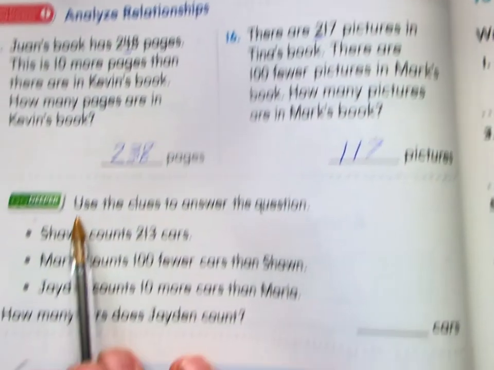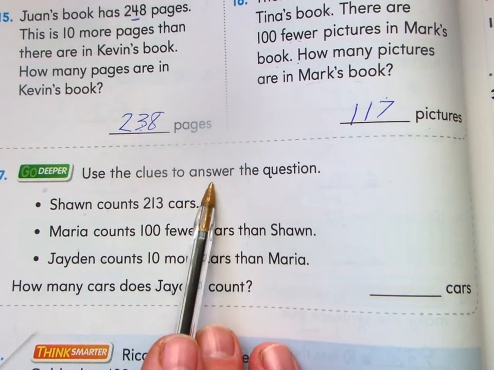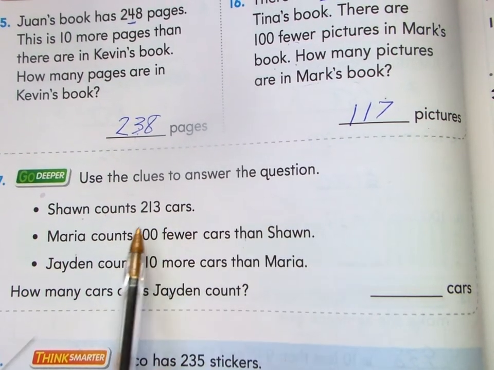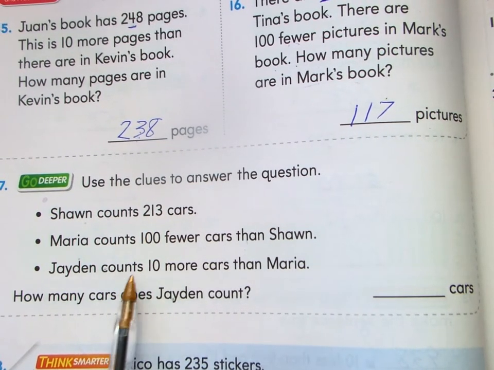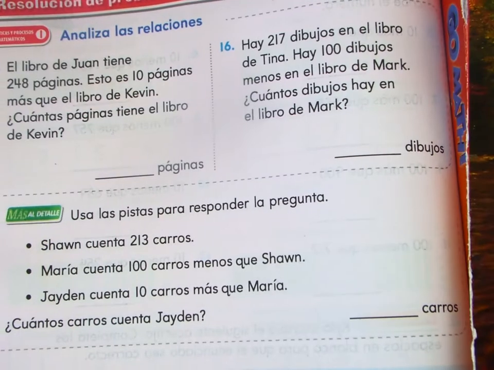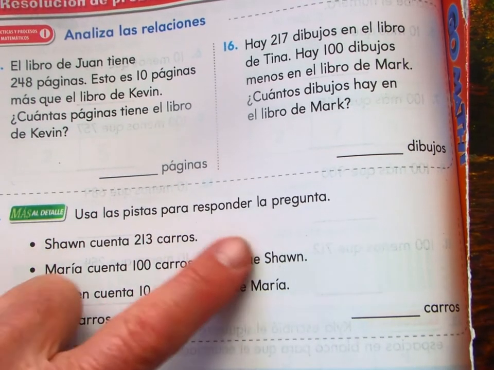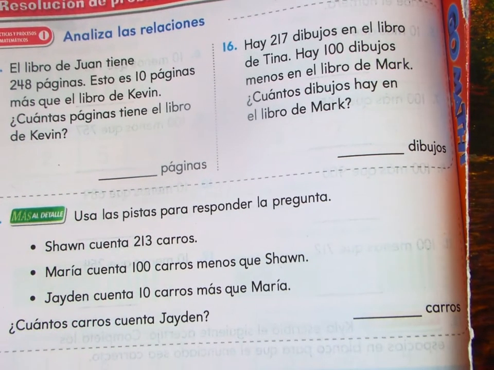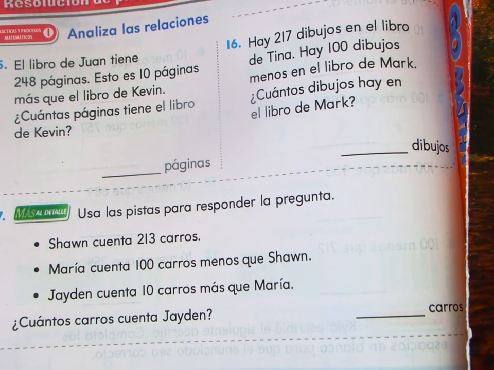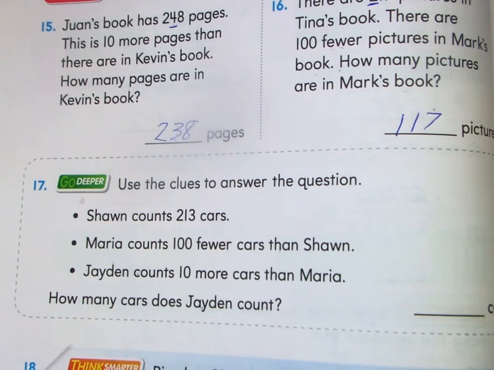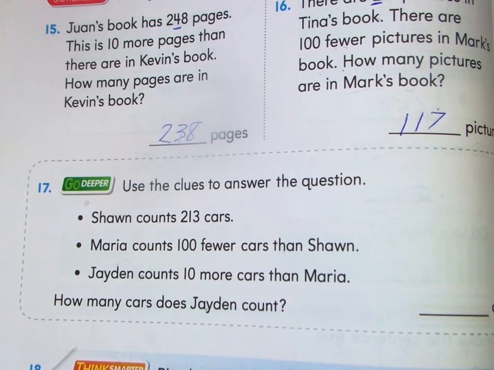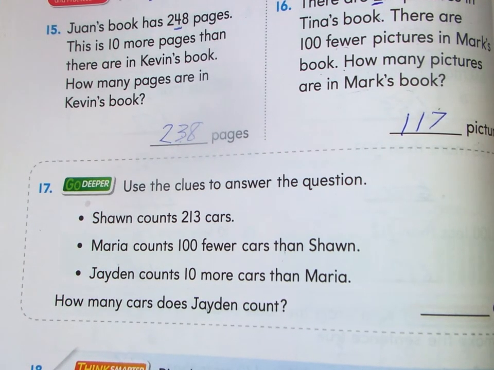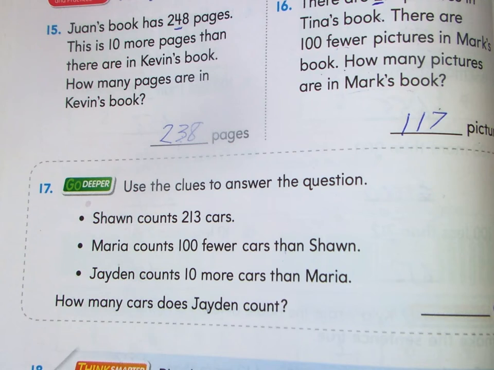Try reading this one by yourself. Use the clues to answer the question. Try it by yourself. This is a little hard. Intenta de hacer eso solo, leyendo y pensando. It's a little hard. See if you can figure out what you have to do. Okay, I'm going to read it.